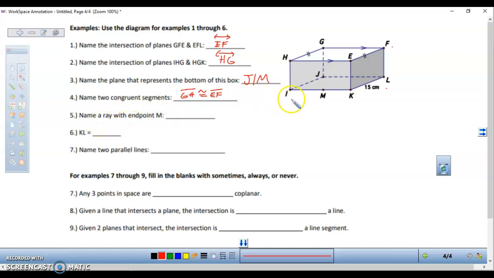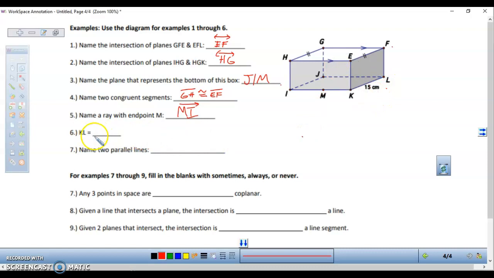Name a ray with endpoint M. I'm just going to name any ray I want that starts at M. So remember, planes go on forever. So that means this ray, MK, goes on forever. Or this ray, MI, goes on forever. And just because things aren't drawn doesn't mean they don't exist. Even ray ME would work. Really, you're just going to start with M and just pick any other point in the diagram, and there's a ray that starts at M and goes through that other point. So I name it ray MI in this example.